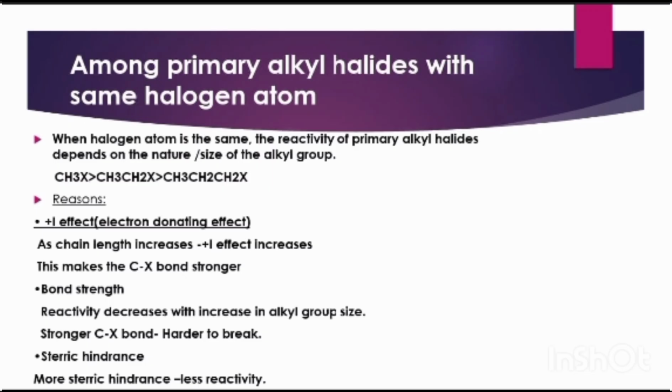Among primary alkyl halides with same halogen atom, the reactivity depends on the nature or size of the alkyl groups. Reasons: plus I effect. As chain length increases, plus I effect increases. This makes the carbon halogen bond stronger. Bond strength: reactivity decreases with increase in alkyl group size. Stronger carbon halogen bond, harder to break. Steric hindrance: more steric hindrance, less reactivity.